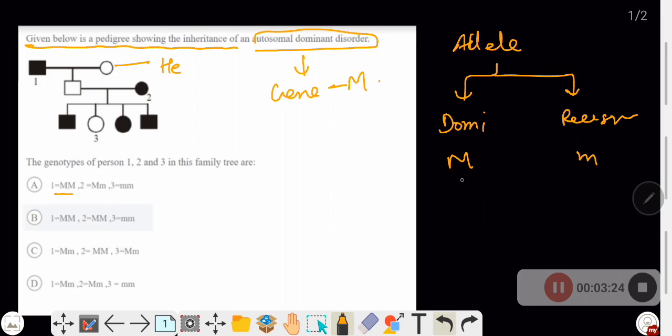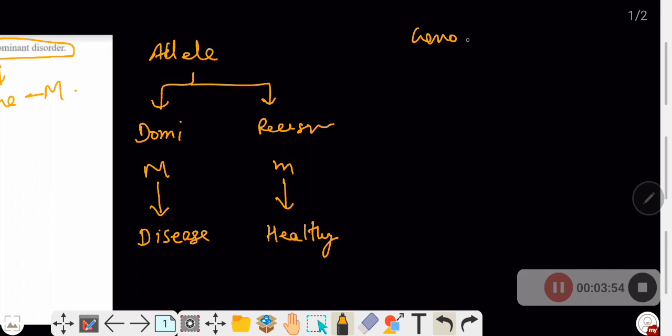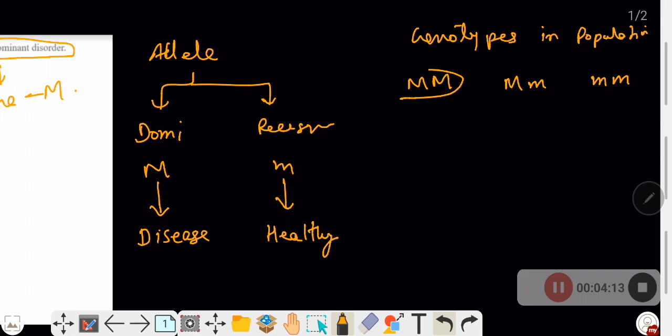The phenotype, or the trait, of the dominant allele would be the disease, and the trait of the recessive allele will be the healthy condition. The genotypes in the population will be capital M capital M, capital M small m, and then small m small m. So these will be the 3 genotypes possible in the population.